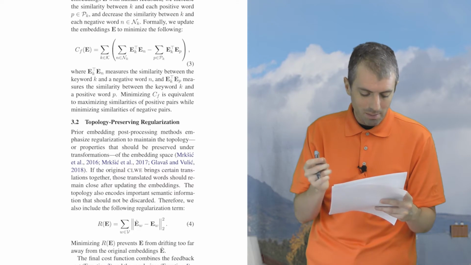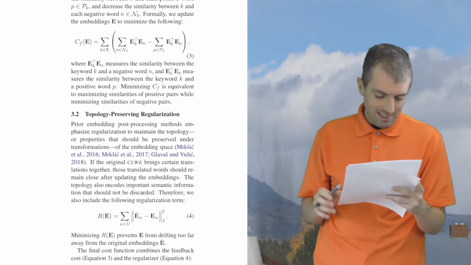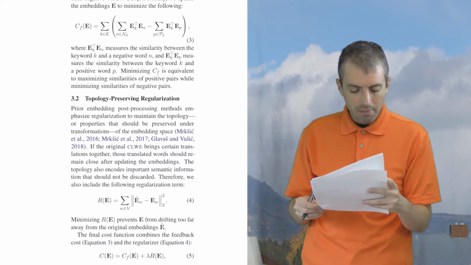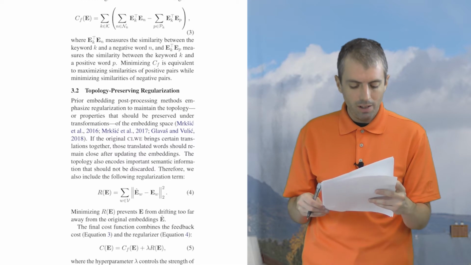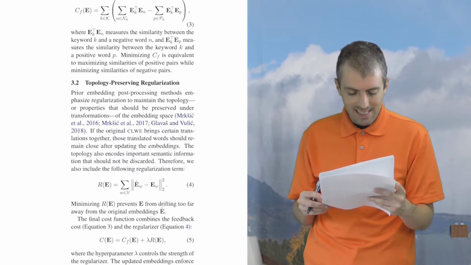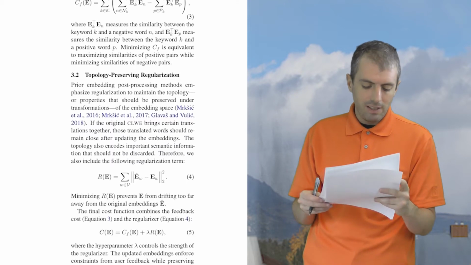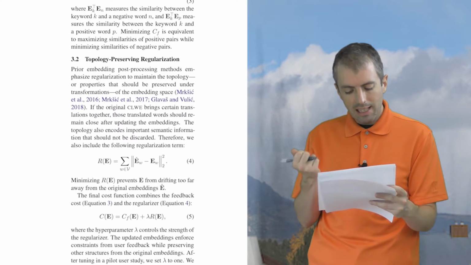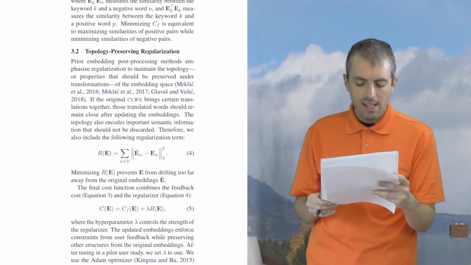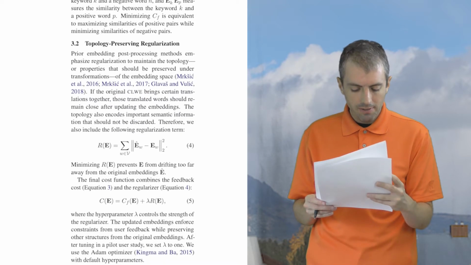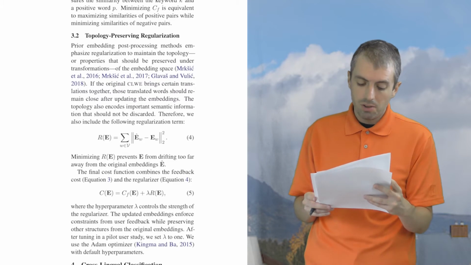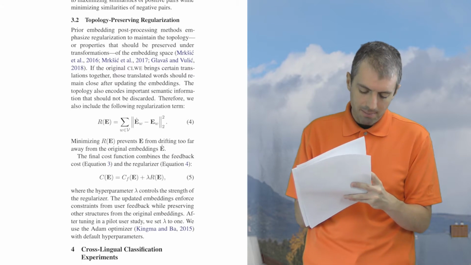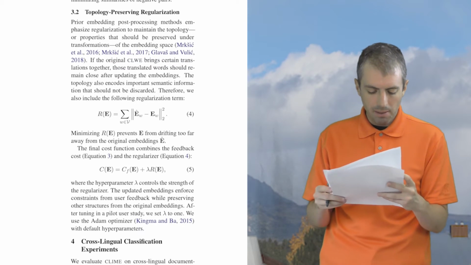So the regularizer is a sum over all words in the vocabulary, so that the embedding E shouldn't get too far away from the original embedding. Minimizing the regularizer prevents E from drifting too far away from the original embeddings, E hat. The final cost function combines the feedback cost, equation 3, and the regularizer, equation 4, where the hyperparameter lambda controls the strength of the regularizer. The updated embeddings enforce constraints from user feedback while preserving other structures from the original embeddings. After tuning in a pilot study, we set lambda to 1 and use the Adam optimizer with default hyperparameters.